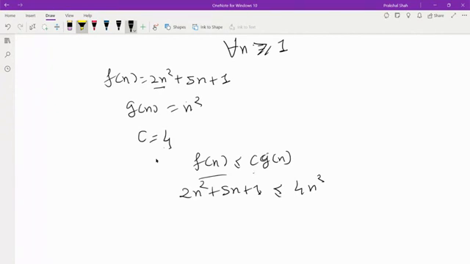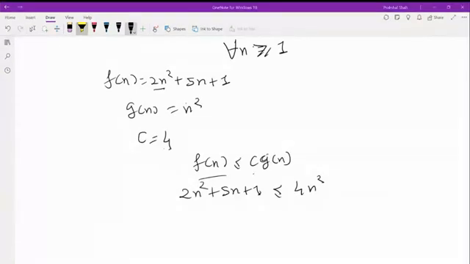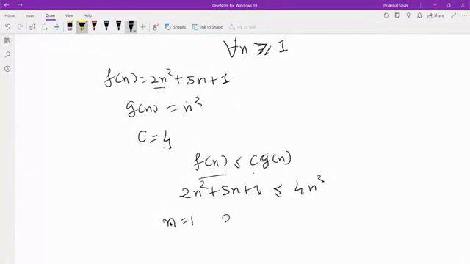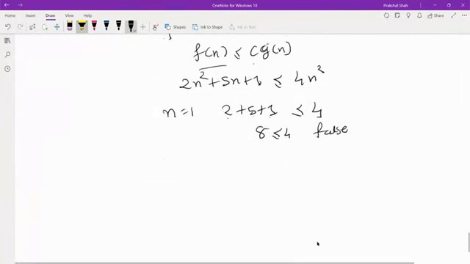C equals 4, and this is my n square, right? Now if I check for n equals 1, then it will be what? 2 plus 5 plus 1 less than or equal to 4. So 7 plus 1, 8, less than or equal to 4. This is false. So I'll check for n equals 2 now.